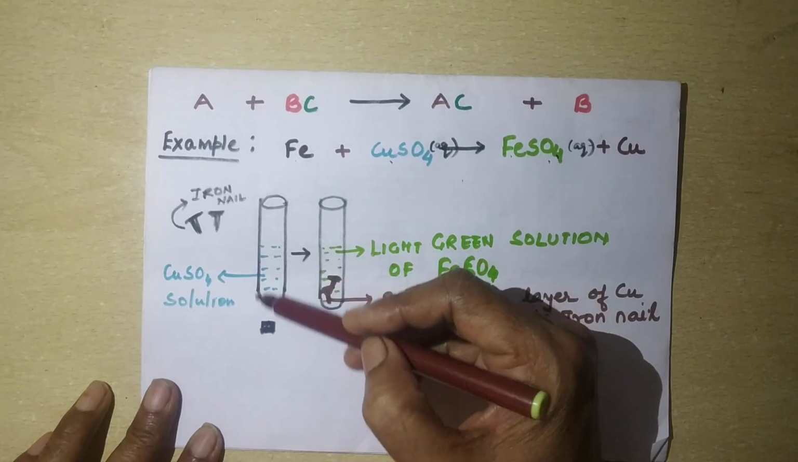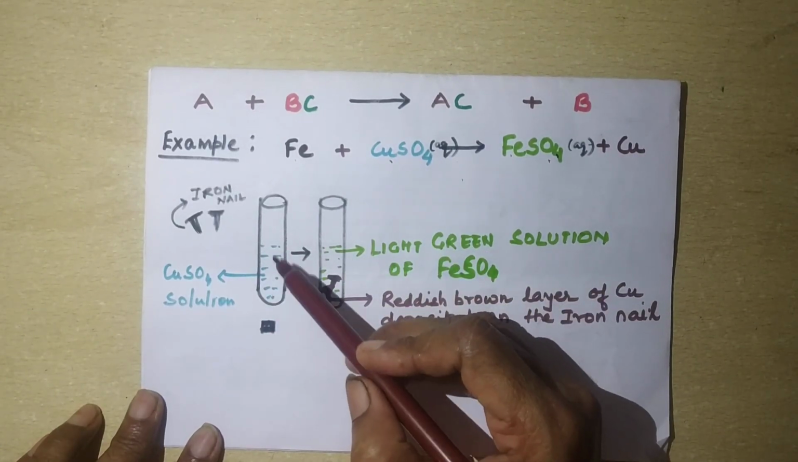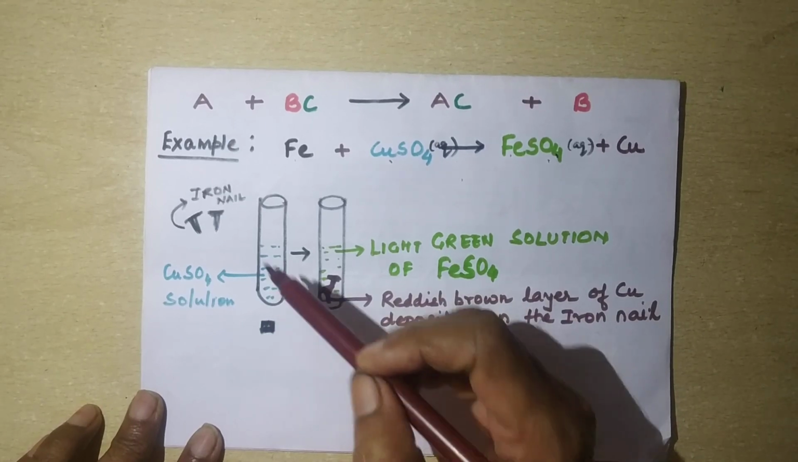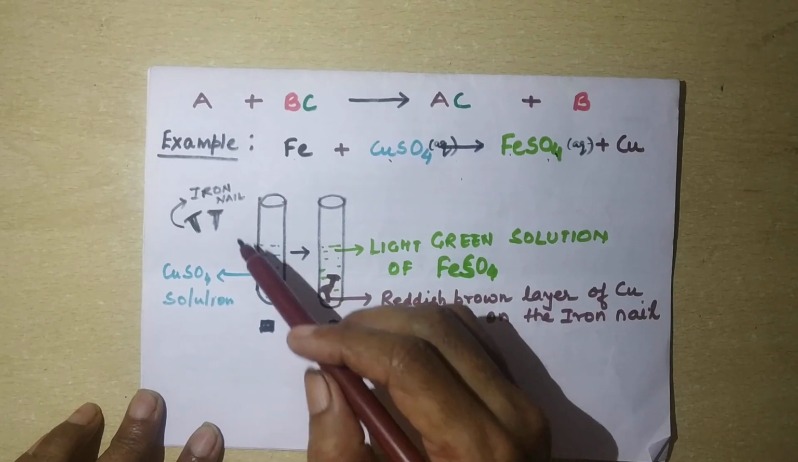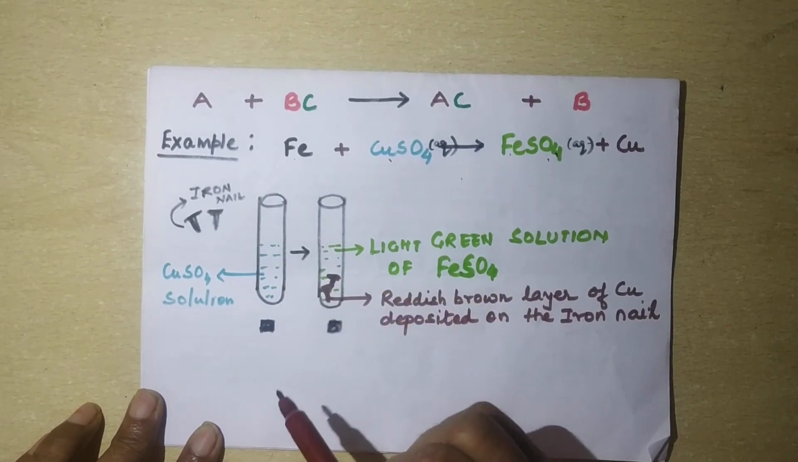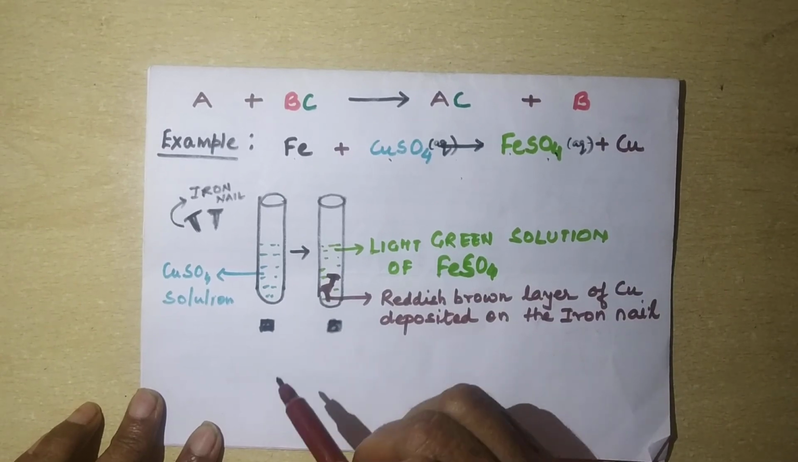If I take a test tube and fill it with a small amount of copper sulfate solution. We know copper sulfate is bluish in color. And you take 2 or 3 iron nails and just clean it with sandpaper. And you add these iron nails to this copper sulfate solution. After maybe 20 to 30 minutes, what will you see?